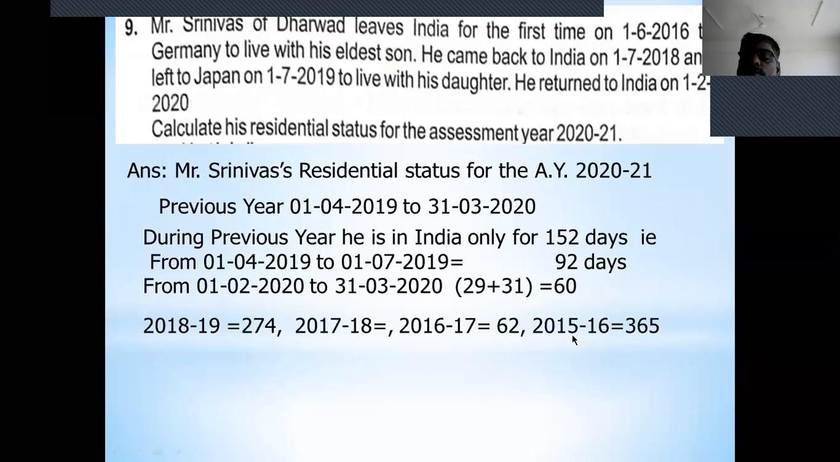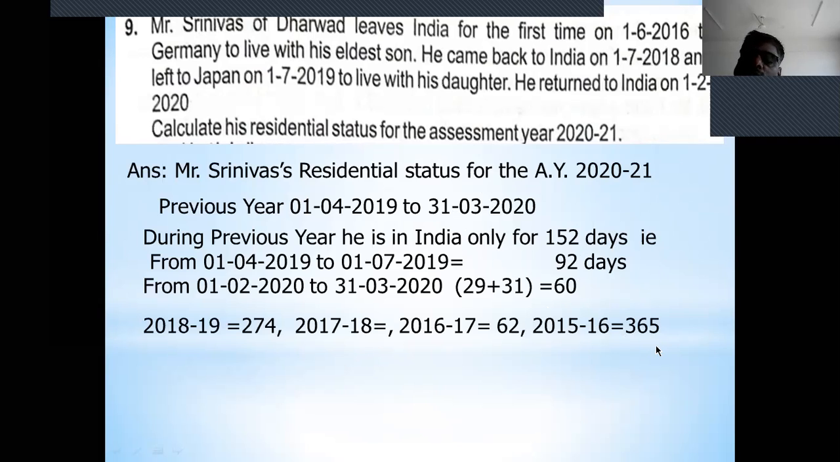And before this, in 2015-16, he is totally in India, therefore I have taken 365 days. You serially note down the year and count the days, and you come to the clear picture. So in this problem, he satisfied the second basic condition. The second basic condition is 60 days in the previous year and 365 or more days in the 4 previous years preceding the previous year.